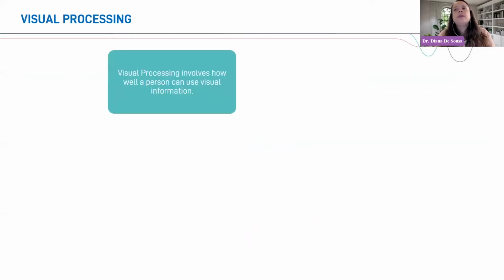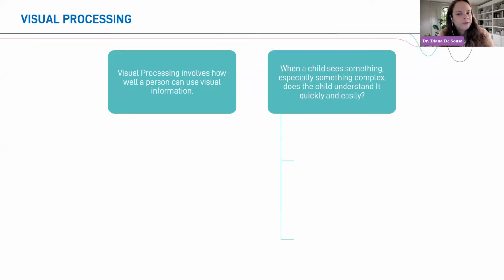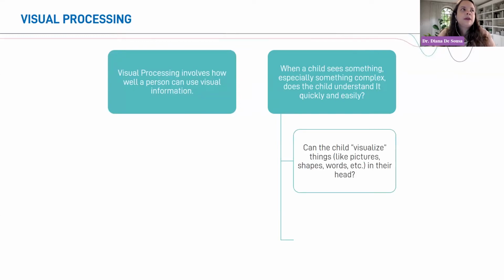So an important component of the ability to process information involves this aspect of storage, processing, and output. So from the input, we have visual processing, which involves how you can use visual information. And part of that also is asking the following question. When a child sees something, especially something complex, does the child understand it quickly and easily? Can the child visualize things? Like when you're asking them to think about a particular shape, a particular word, can they do that in their head, or what we would say the mind's eye?